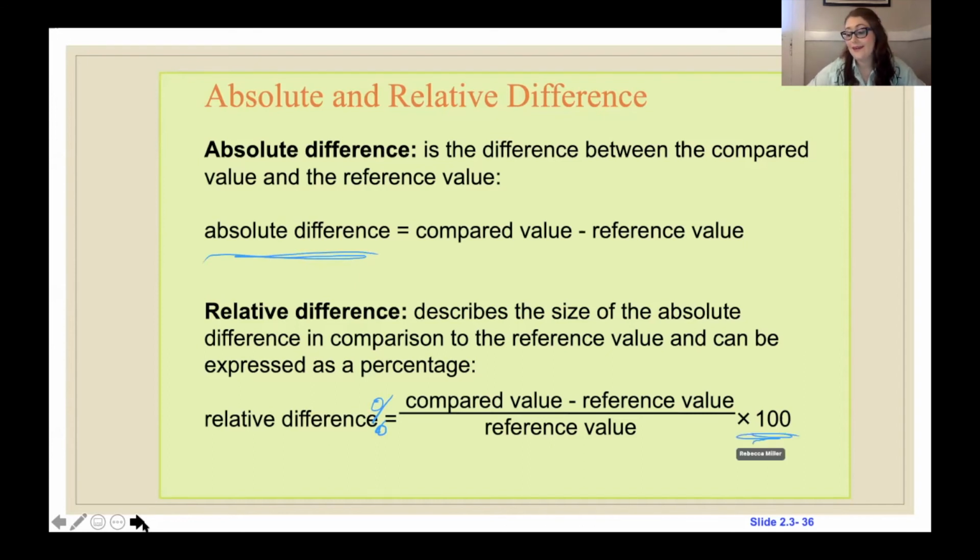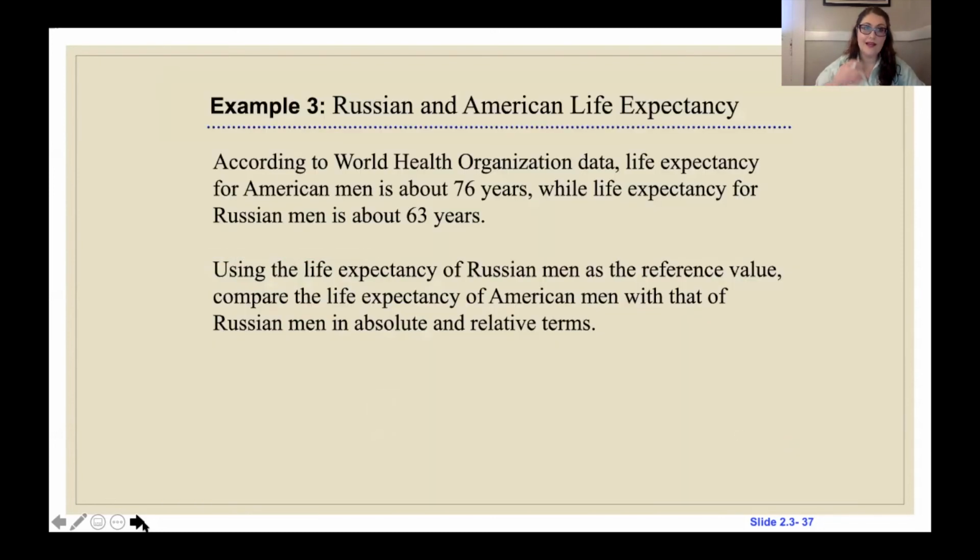So why don't we go ahead and work through an example. According to the World Health Organization data, life expectancy for American men is about 76 years, while life expectancy for Russian men is about 63 years. Using the life expectancy of Russian men as the reference value, compare the life expectancy of American men with that of Russian men in absolute and relative terms. So this is going to be our comparison value, 76 years, and 63 years is our reference value.